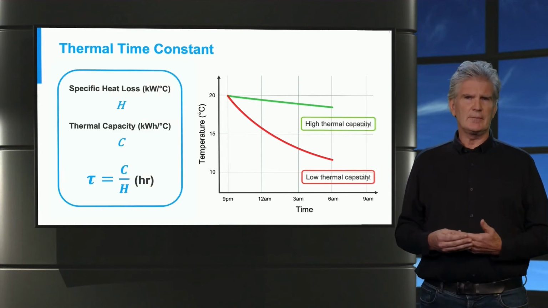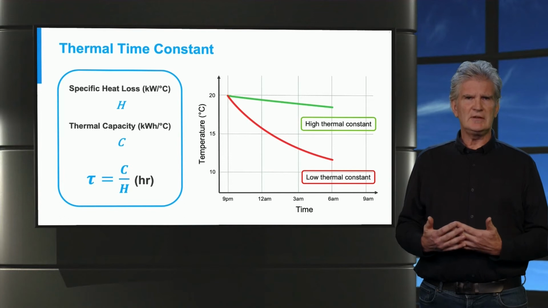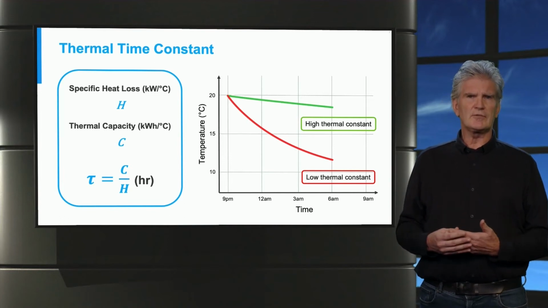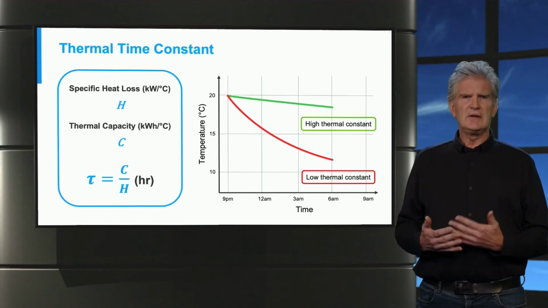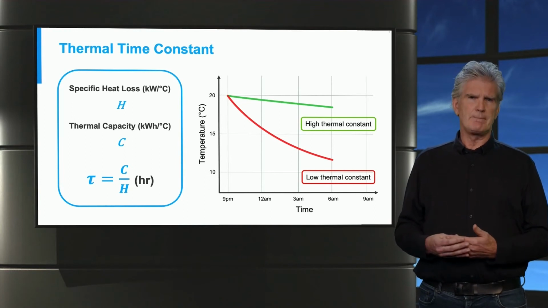The speed of the temperature drop is determined by the thermal time constant, which is defined as the ratio between the thermal capacity of the building and the specific heat loss. The unit of the thermal time constant is hour. In this example, you can see the lower the thermal time constant, the faster the building cools down.